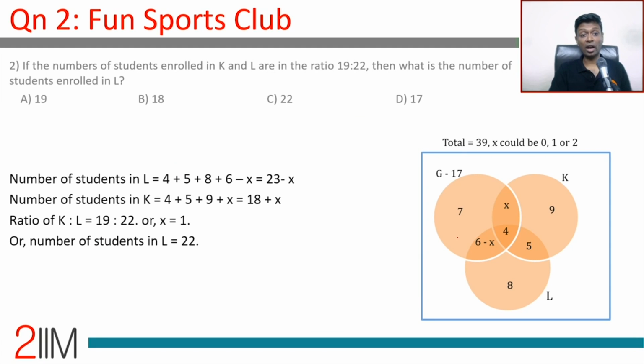The number of students enrolled in K and L are in the ratio 19:22. Then what is the number of students enrolled in L? L has 23 minus X. K has 18 plus X. This ratio is 19:22, or X equals 1. Number of students registered in L: L is 23 minus X, 22. Done. We needn't have done any of this. The ratio 19:22. We're talking about integers. It could only be 22. Nothing else is possible.